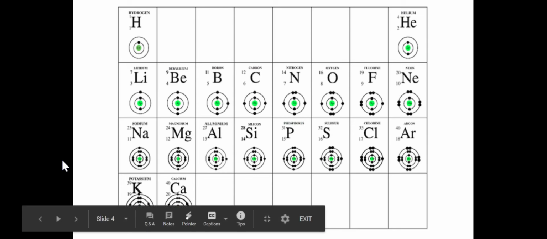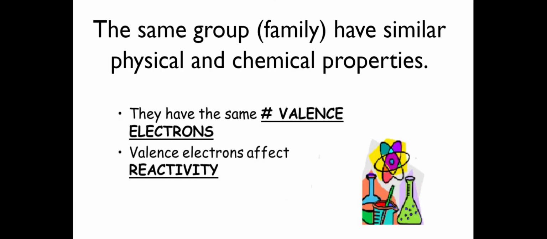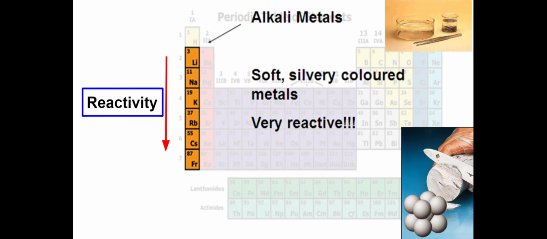Now let's have a look at each group, and we give them a family name. People call them families too. They have similar physical and chemical properties. It's all because they have the same number of valence electrons. Because valence electrons affect the reactivity, let's have a look at group 1 first.